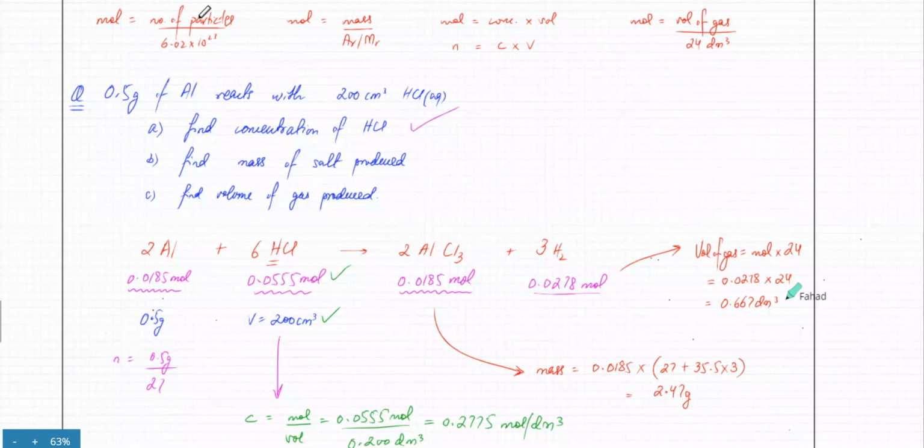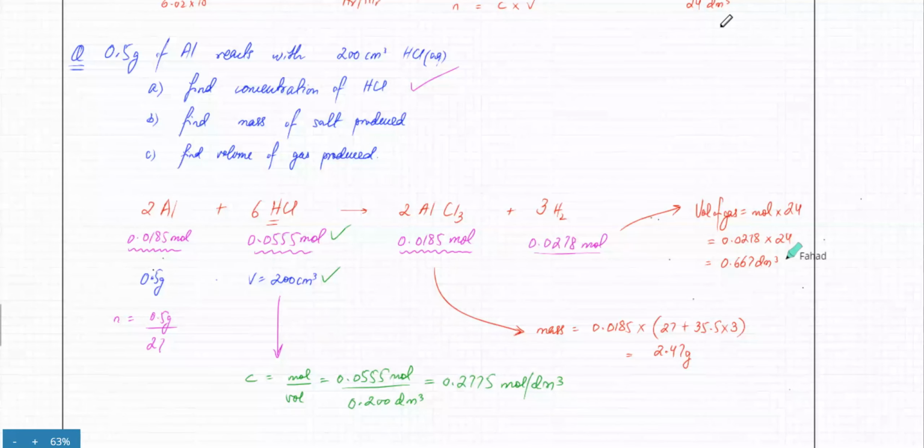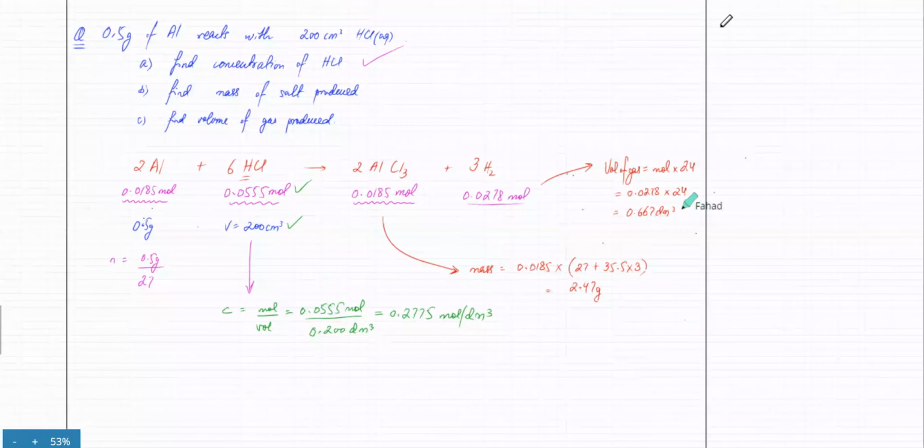Okay, is this clear? Iram, clear? Mahal, clear? Saad, clear? Anna? Yes. Yes, sir.